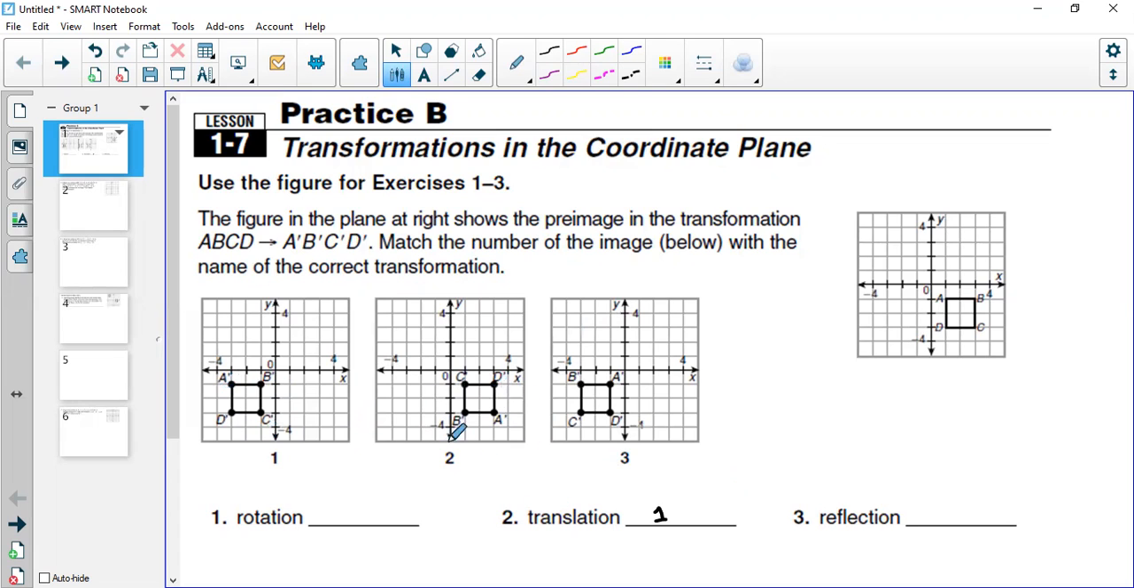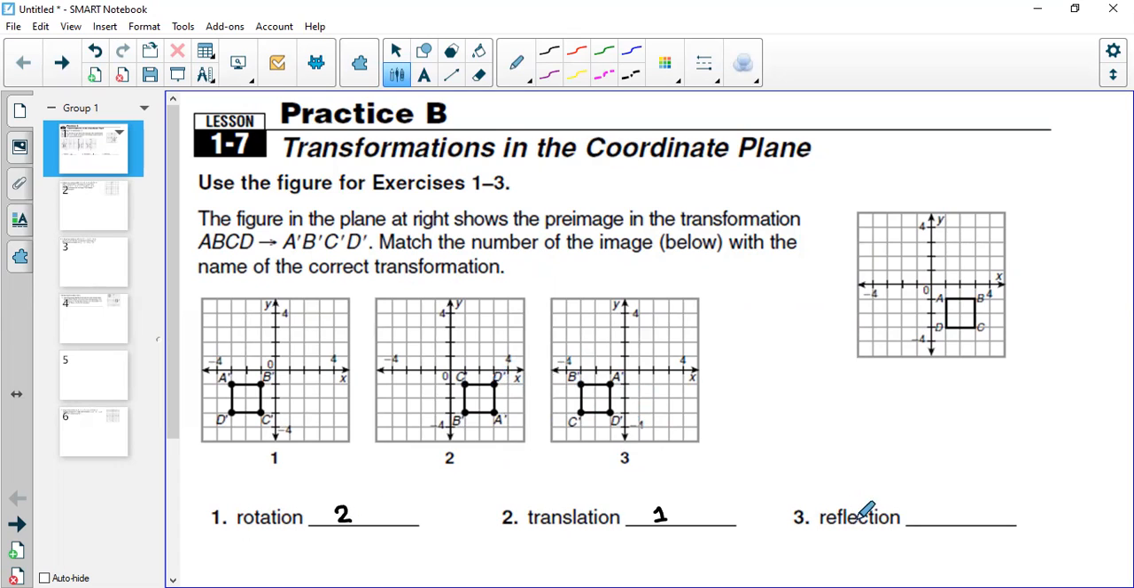Then the second figure, that is C prime, D prime, A prime, B prime, that is completely flipped. All the coordinates have flipped. Can you see? C in the pre-image, C is down here, but in the image, the C is up. So similarly, all the coordinates have mixed up. So which transformation mixes up all the coordinates? Rotation mixes up all the coordinates. So this is number 2.